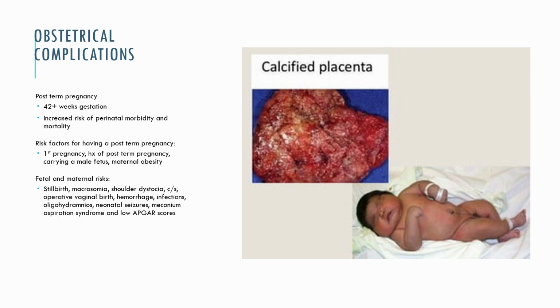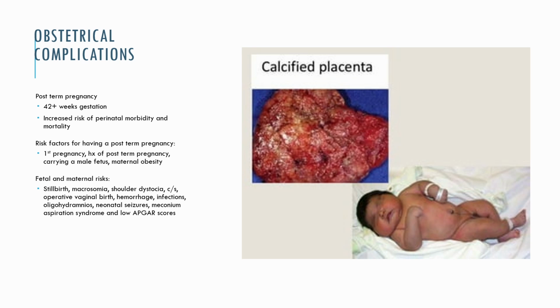So what can happen? What are risks for mom and baby? Well, increased risk of stillbirth, increased risk of macrosomia, so a big baby, shoulder dystocia, needing a C-section or an operative vaginal birth. Mom can hemorrhage. Mom can develop an infection.